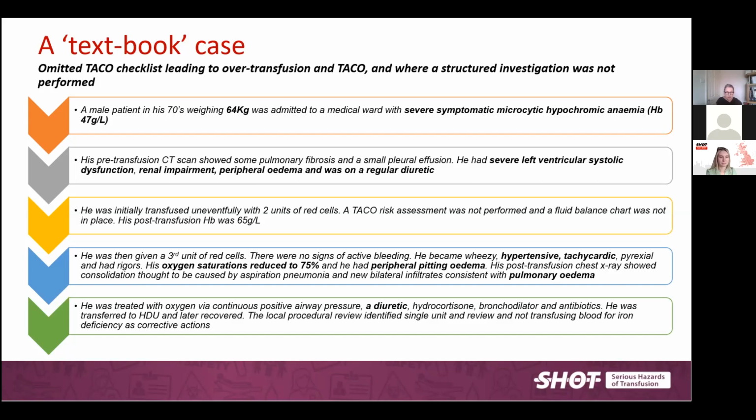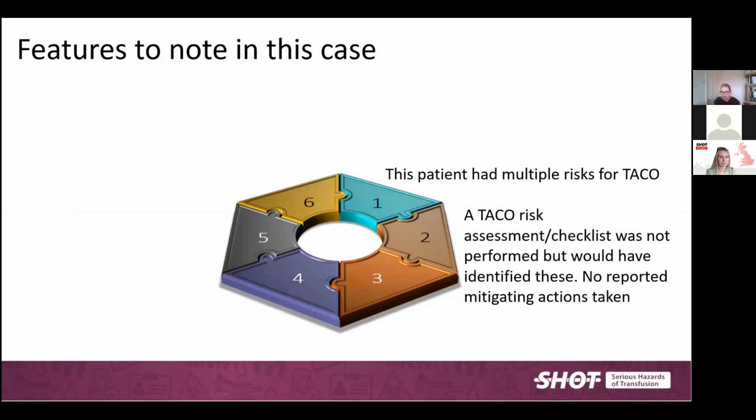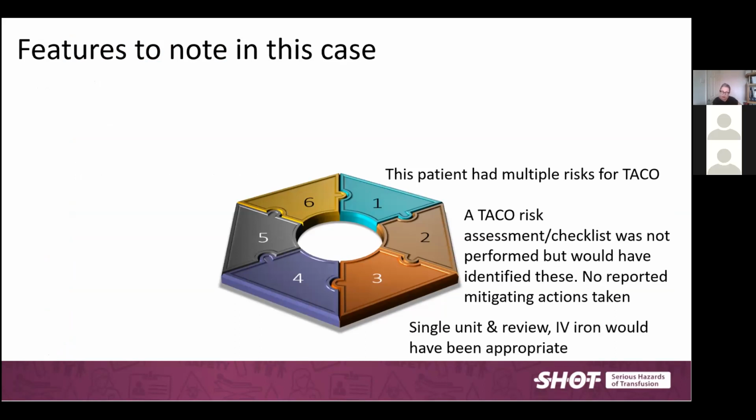He was treated with oxygen by CPAP, given a diuretic plus other things, and he was transferred to HDU and thankfully later recovered. The local procedural review identified single unit and review, and not transfusing blood for iron deficiency, as the corrective actions. If we look at that in a little bit more detail on the next slide, what was evident was that this patient had multiple risks for TACO. The assessment checklist was not performed, but would have identified all of those problems that the patient had. And there were no reported mitigation actions taken. Single unit and review, and IV iron would have been appropriate for that patient.